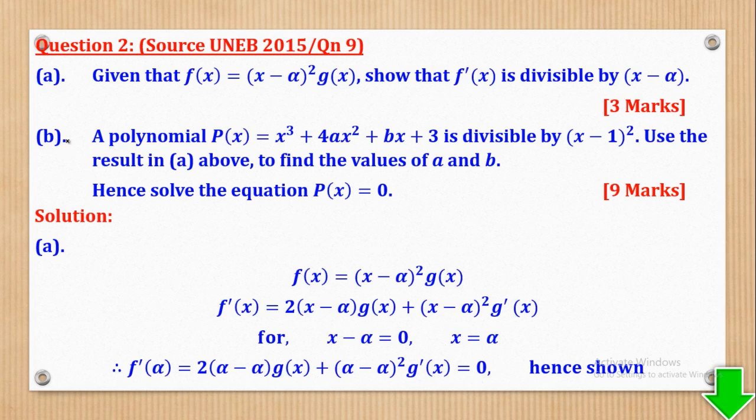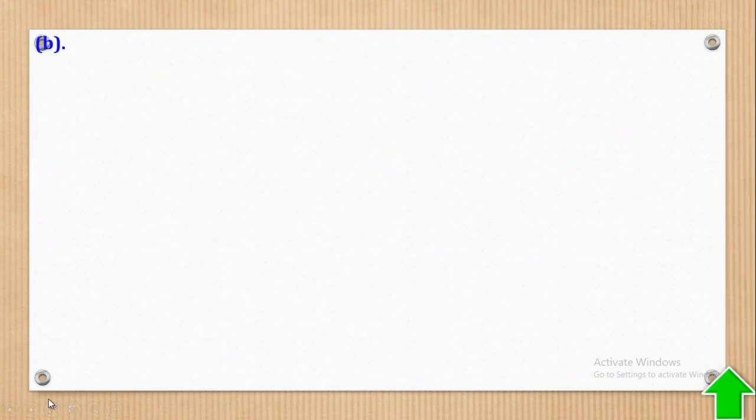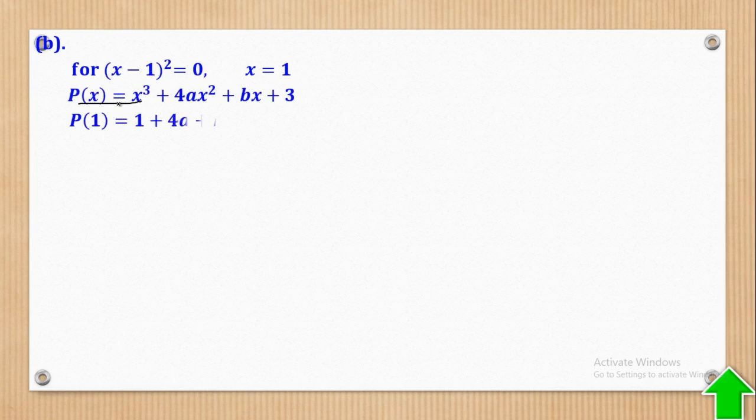So now if I go to part B, we say that if the polynomial this is equal to that is divisible by this, use the result in A above to find the values of A and B, and then solve the equation. For this one, x is equal to 1, therefore substitute. This was the polynomial, substitute, you get p(1). When I substitute, remember they said it is divisible, meaning that it will give a remainder 0. That's why you put 0 there. Therefore that is equation 1.